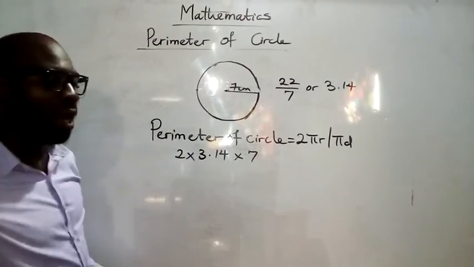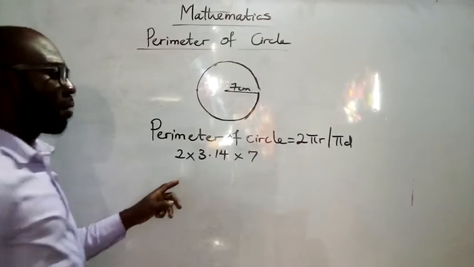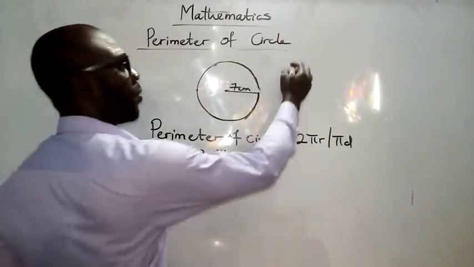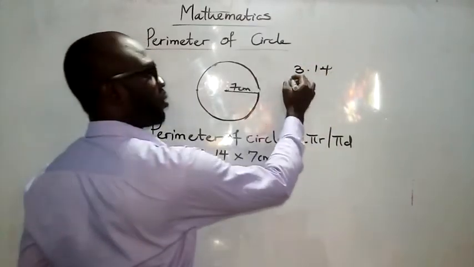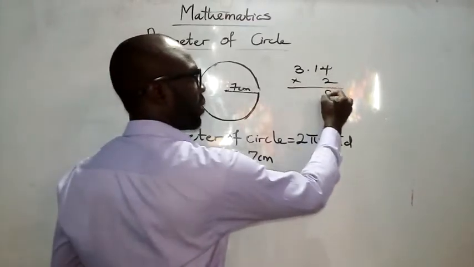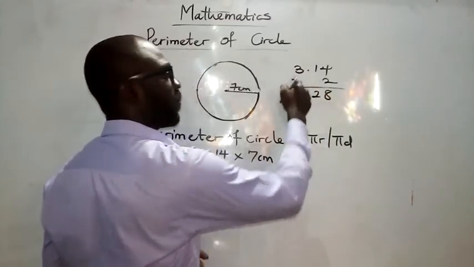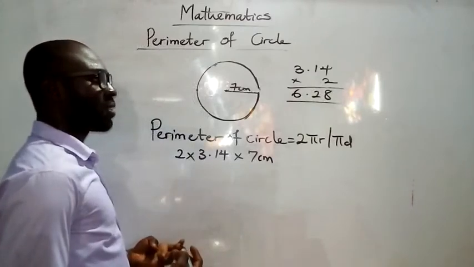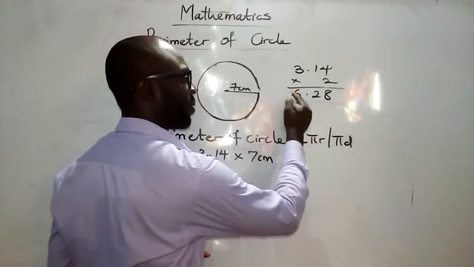So how do we go about this? First of all, we have centimeter. We're going to multiply 2 by 3.14. So 3.14 multiplied by 2. We have 2 times 4, 8. 2 multiplied by 1, 2. 2 multiplied by 3, 6. And we have 6.28. 6.28 multiplied by 7.